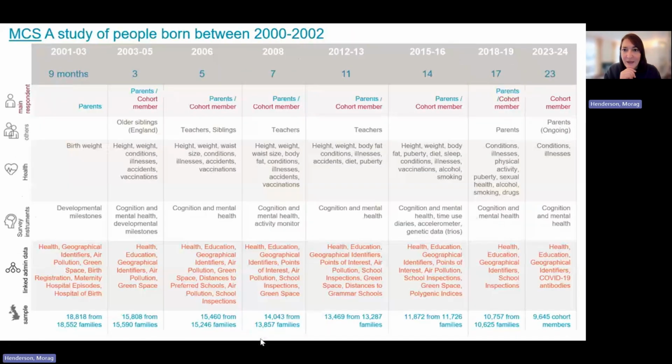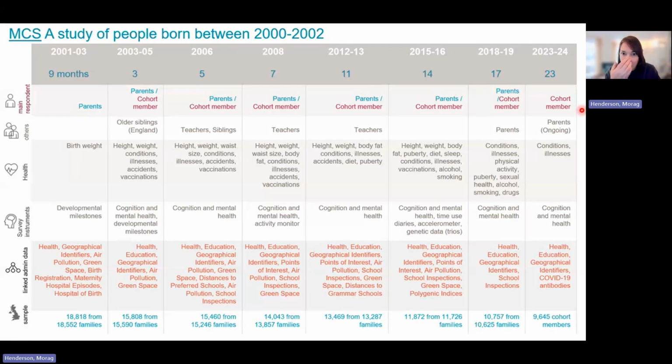And lastly, the MCS, the youngest of our 4 main cohorts, follows a very similar structure to the others. Parents are the main respondents in the early sweeps, and then the cohort member became the sole main respondent at age 23, with the most recent sweep of data due in January for researchers.